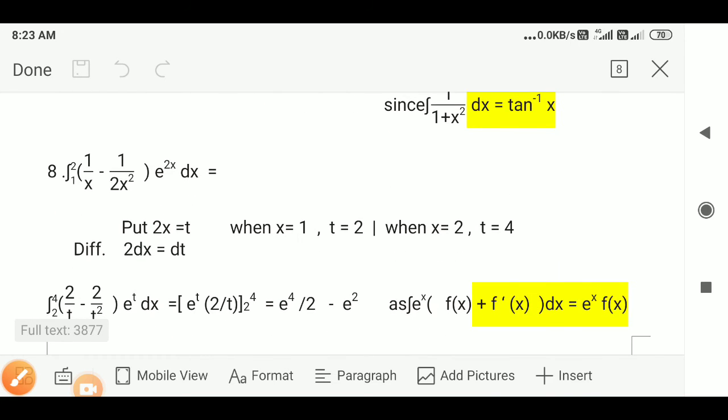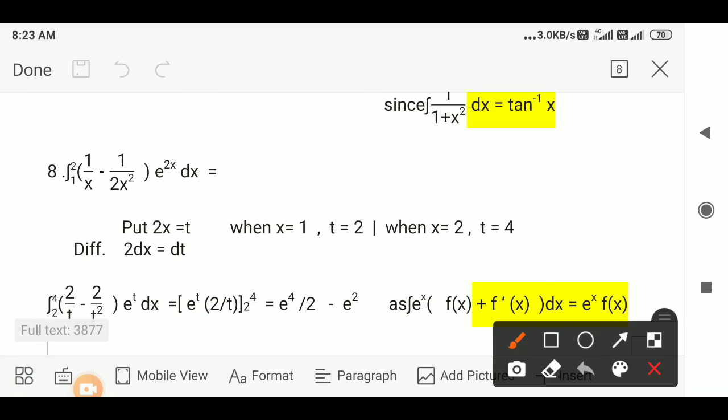Now one question is here, question 8: integral from 1 to 2 of (1 upon x minus 1 upon 2x square) into e power 2x. Here we have a formula: the integral of e power x (f x plus f dash x) dx is equal to e power x f x. This is the formula, so we are using it here.